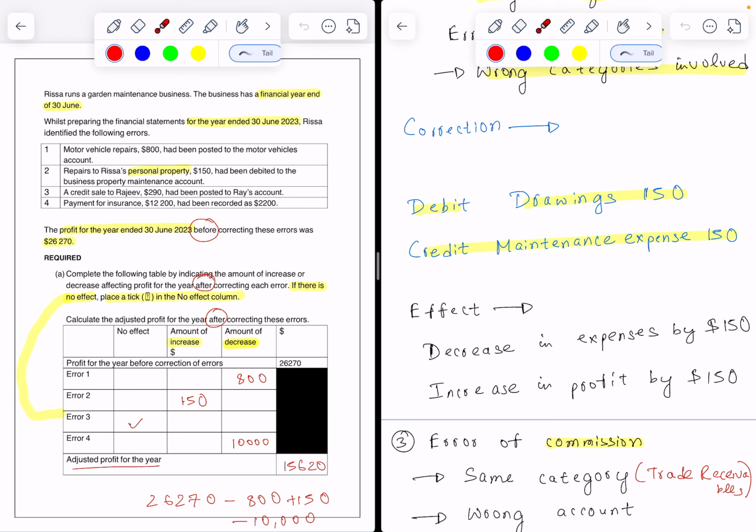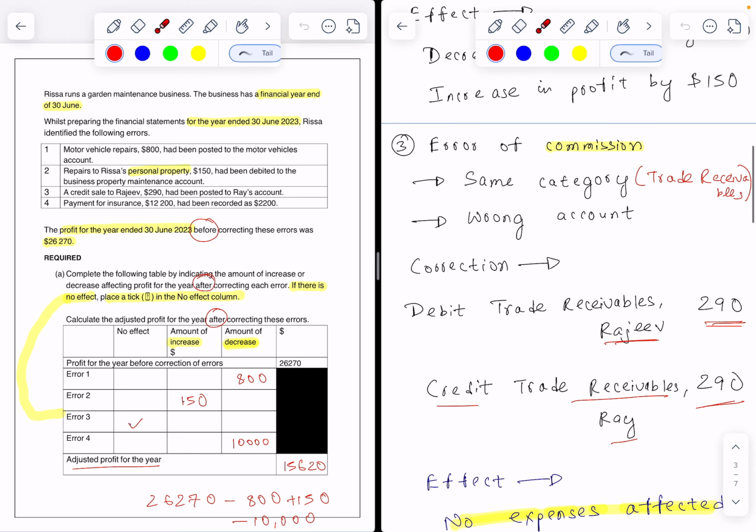All right, so now let's move to the third error which we have got. A credit sale to Rajiv of $290 had been posted to Ray's account. So this is what we classify as an error of commission because we have made the error within the same category but recording the transaction in the wrong account. So what do we understand by the same category?